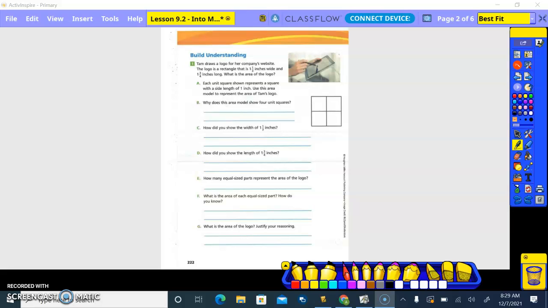So why does the area model show 4 unit squares? Basically, these top two would be 2 units, right? So we use 1 whole and 1 of the next one. And then these two show 2, right? Okay. So if we color these in, for the 1 1/3, we would color in all of this, right?